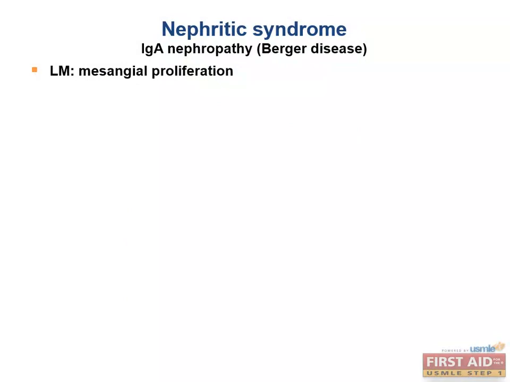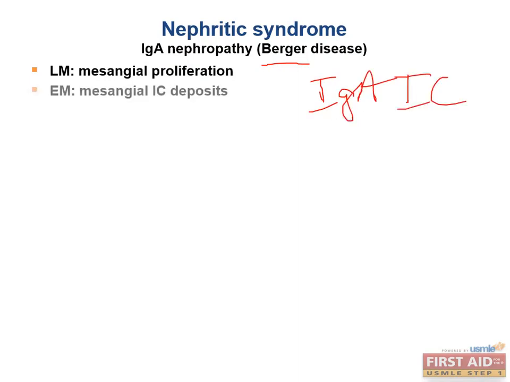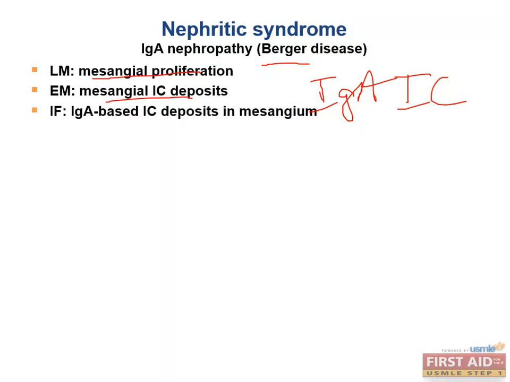Next is IgA nephropathy, also known as Berger disease. Just as the name suggests, this is caused by a deposition of IgA immune complexes. And they get deposited in the mesangium, leading to mesangial proliferation. So the immune complexes are deposited in the mesangium. On immunofluorescence, we'll see antibodies reacting to IgA immune complexes in the mesangium.